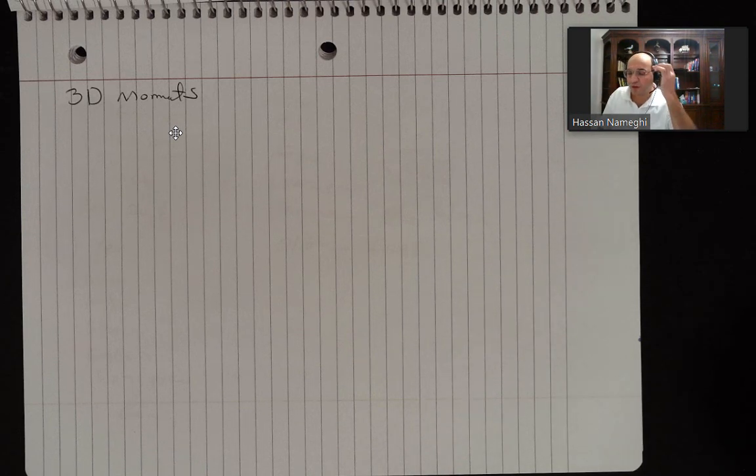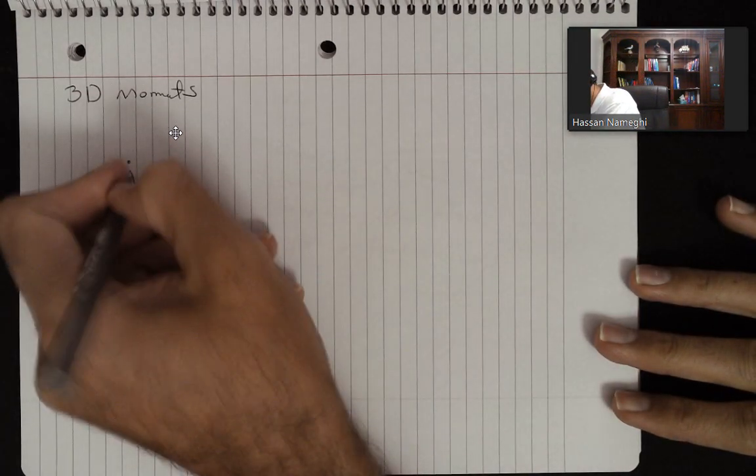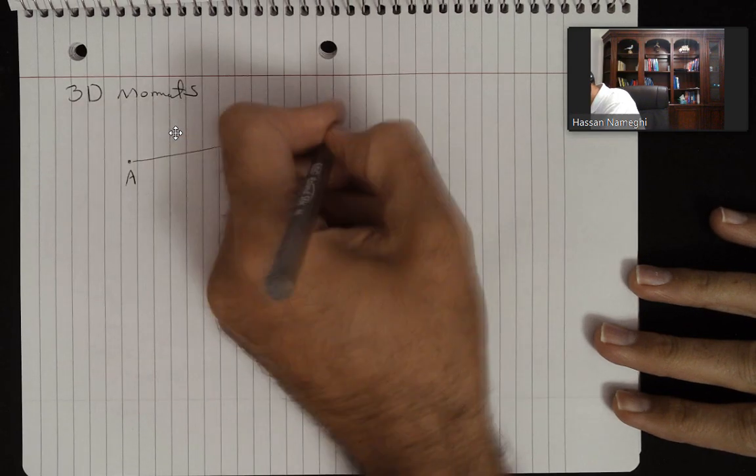So this lecture is about 3D moments. We have a force in three-dimensional space, and we want to find a moment about a point. Let's just consider a scenario. This is point A. The force is going from point A to point B.